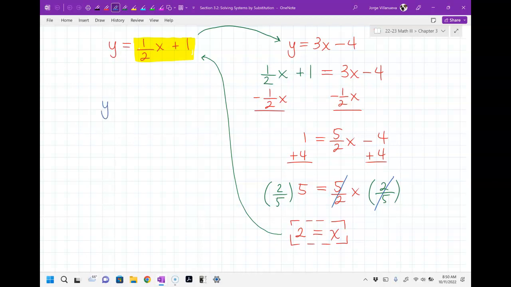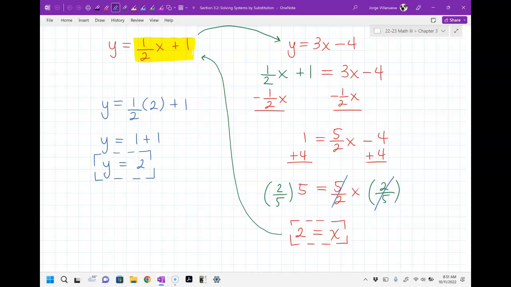So that's why I'm trying to draw arrows to kind of guide you. So y equals half times 2 plus 1. And half times 2, that's a 1. And 1 plus 1 is 2. So my answer for y is 2.